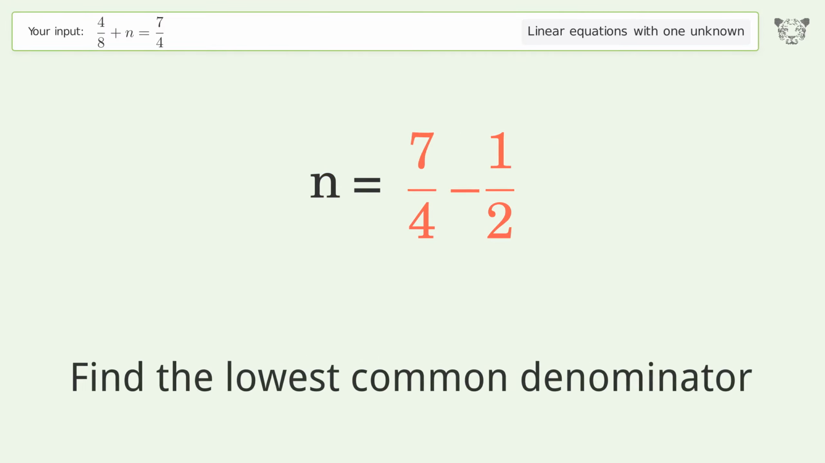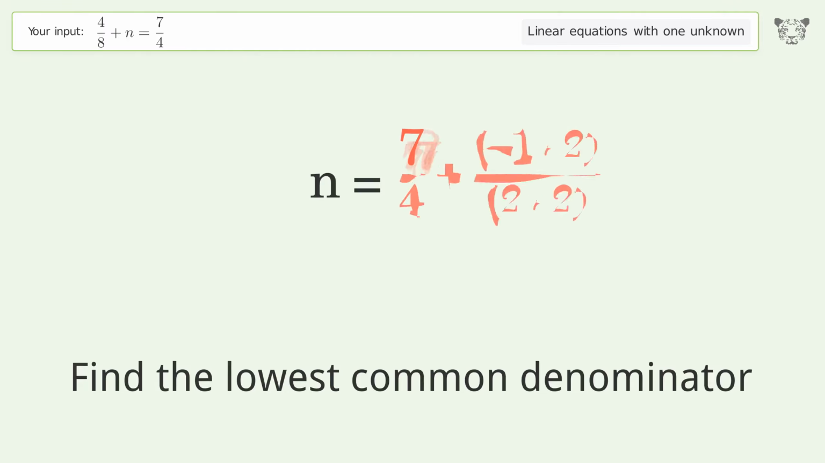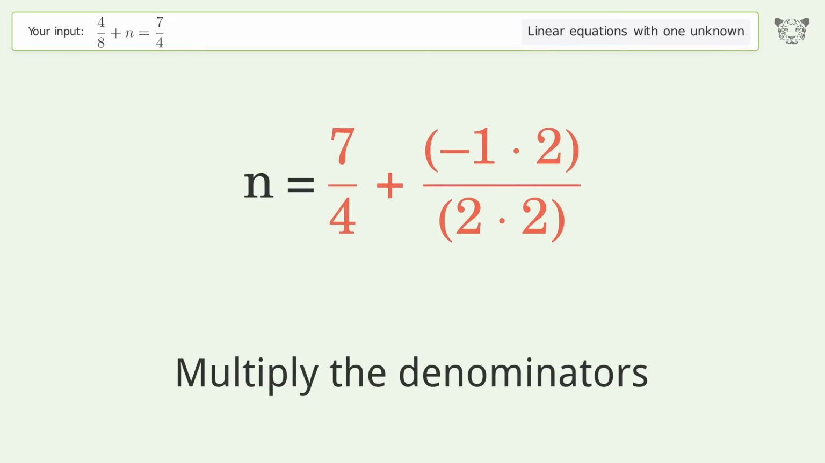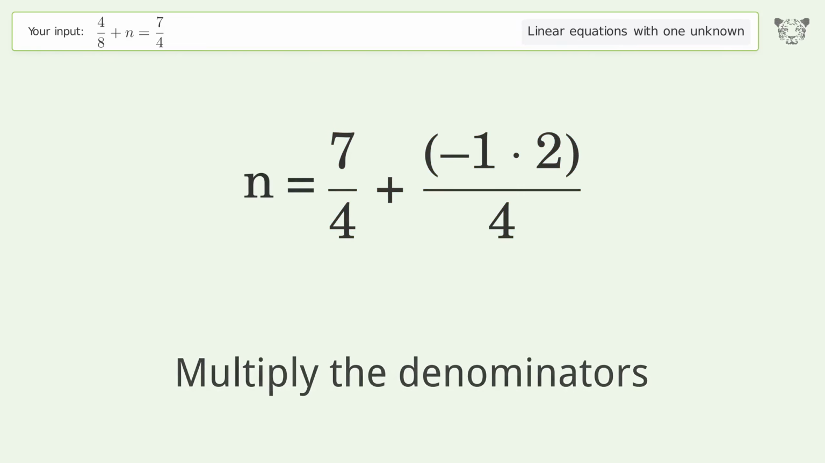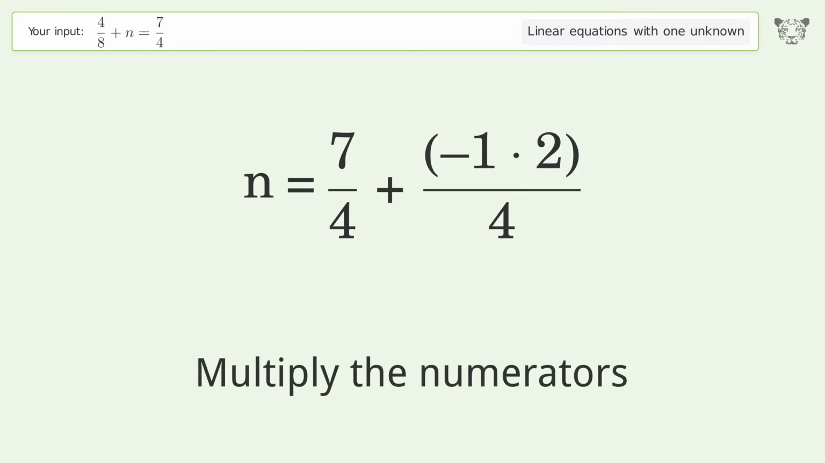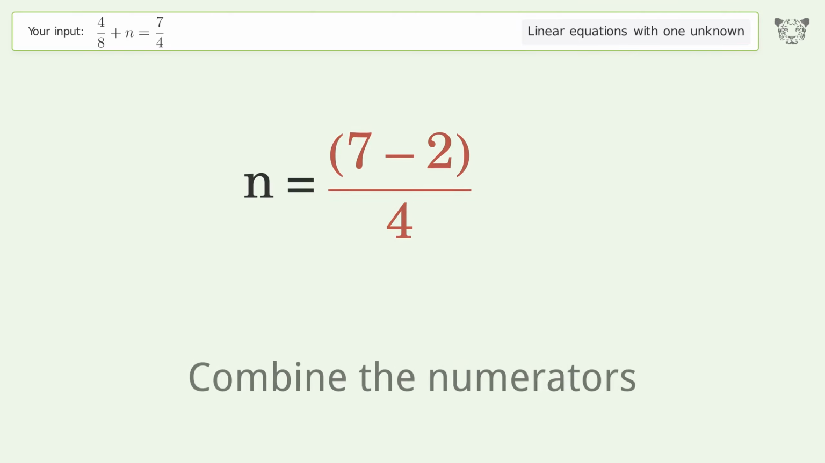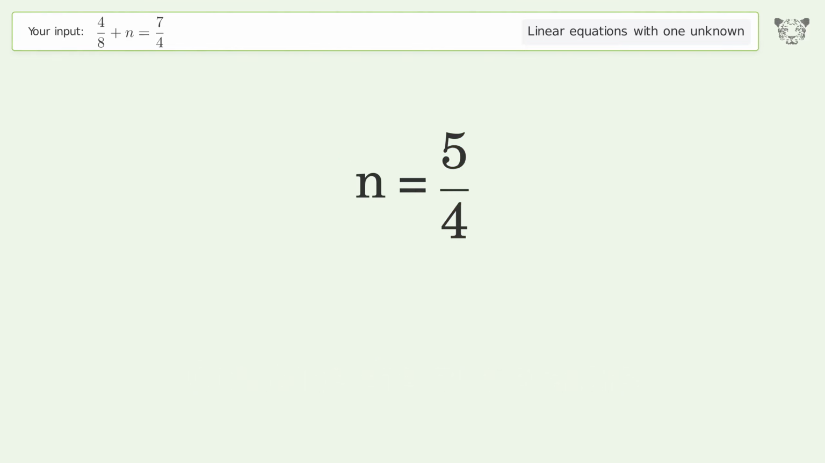Find the lowest common denominator. Multiply the denominators. Multiply the numerators. Combine the fractions. Combine the numerators. And so the final result is n equals 5/4.